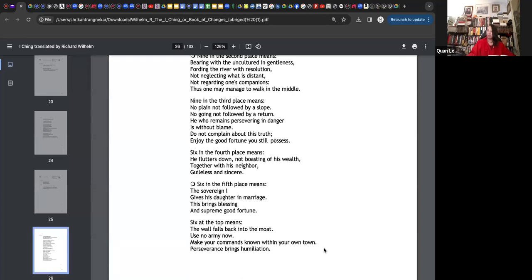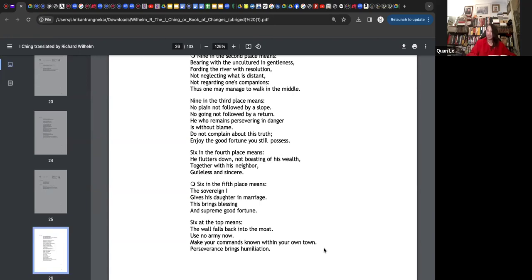Okay, from the first line, I jump now to the sixth line to finish the reading. 6 at the top, meaning the sixth line. So 6, the broken line at the top, means the wall falls back into the moat. Use no army now. Make your commands known within your own town. Perseverance brings humiliation.